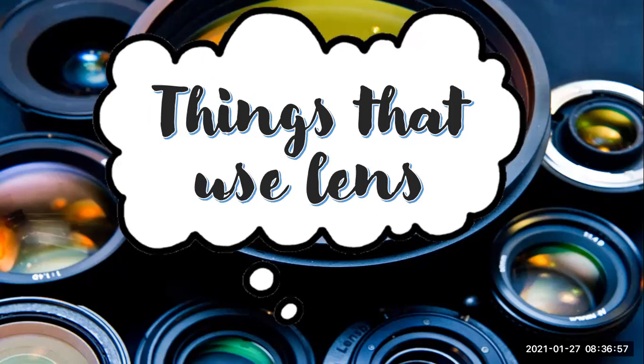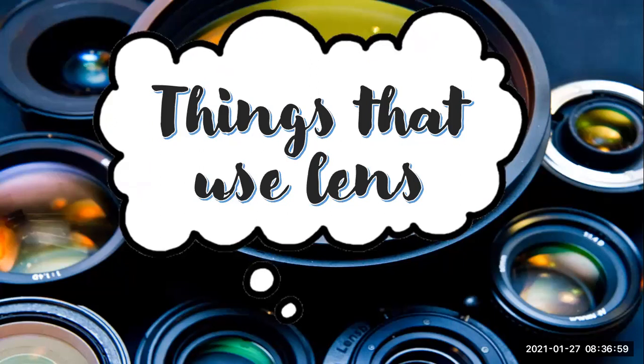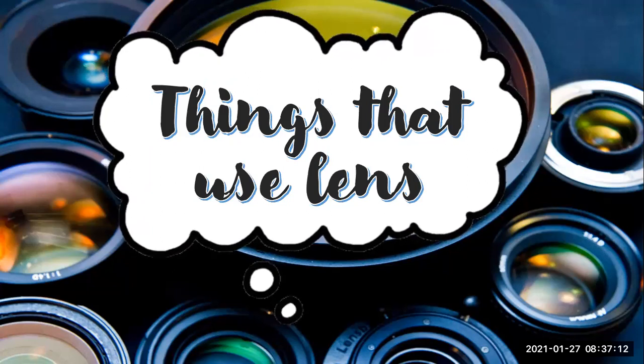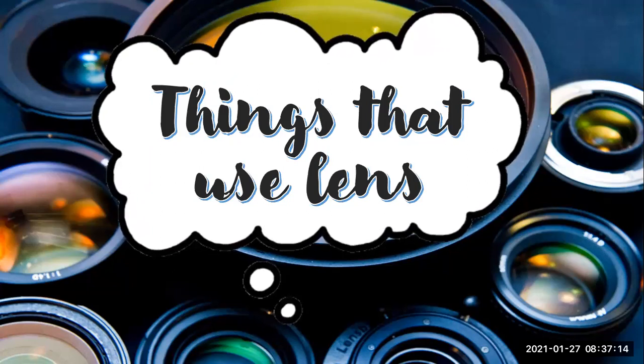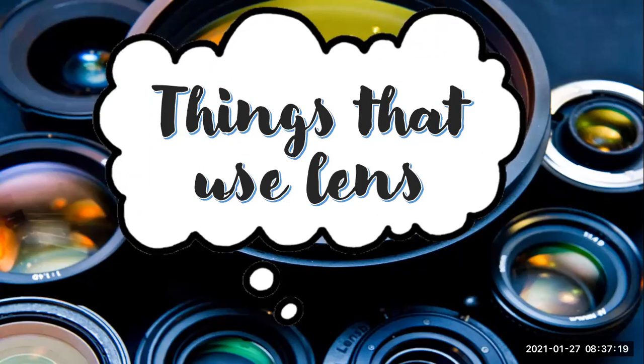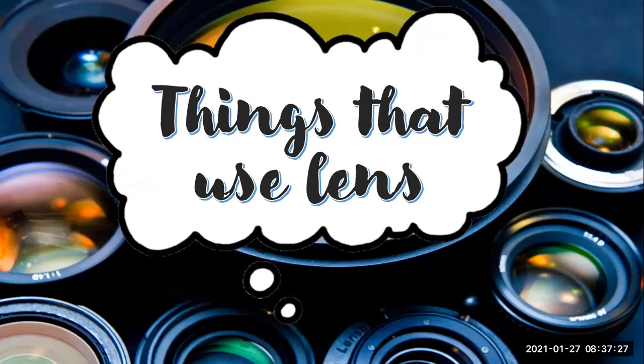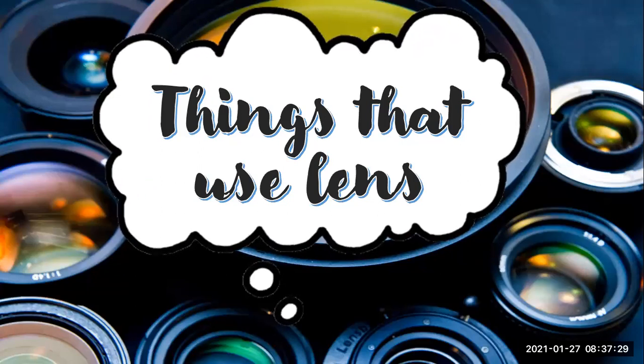Okay, so just wait. Today, students, we are supposed to learn about different things which use lens. As I told you, why do we use lens? We use lens for different purposes. Normally, we know that light always travels in a straight line, but sometimes they need to bend the direction of light. The direction of light cannot be diverted by itself. So we need to use lens to change the direction of light.